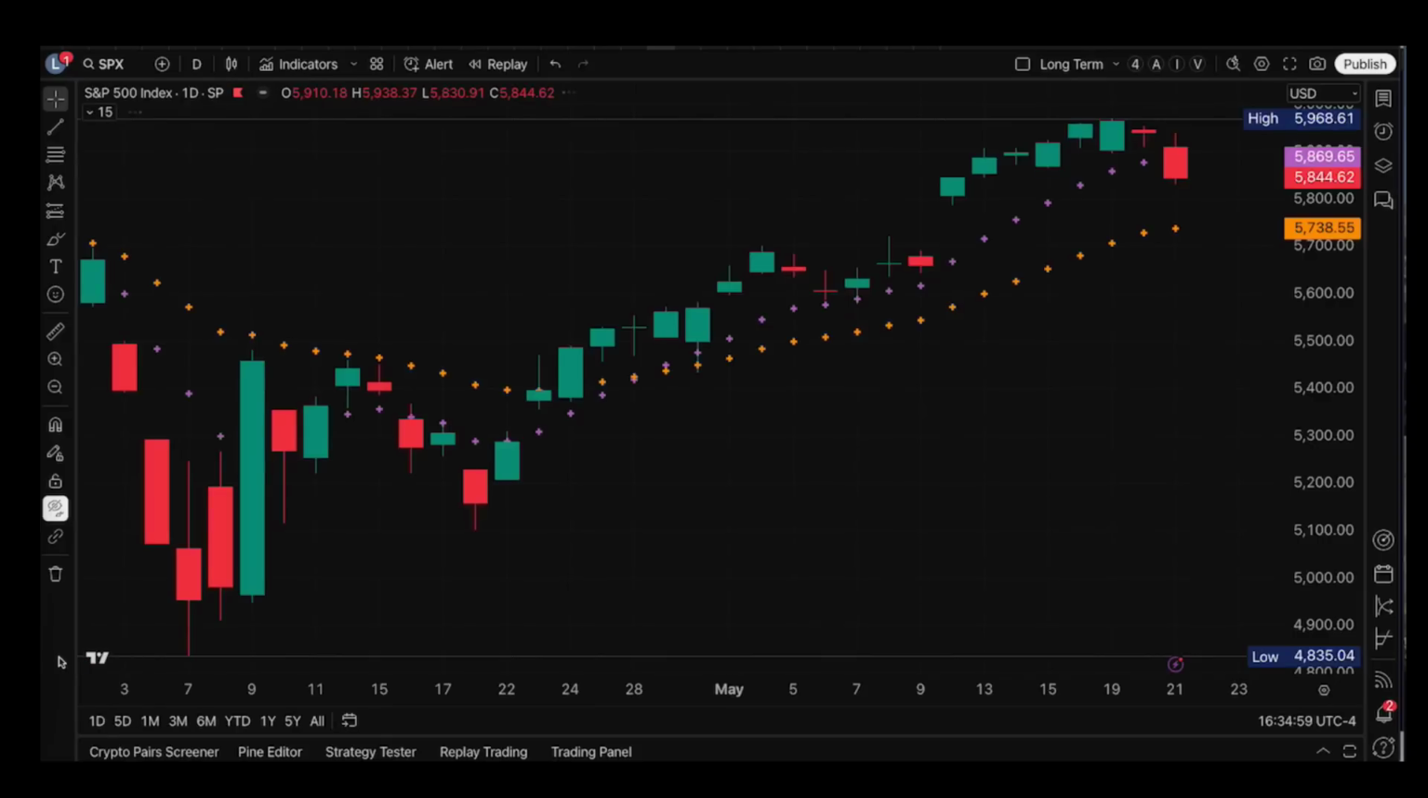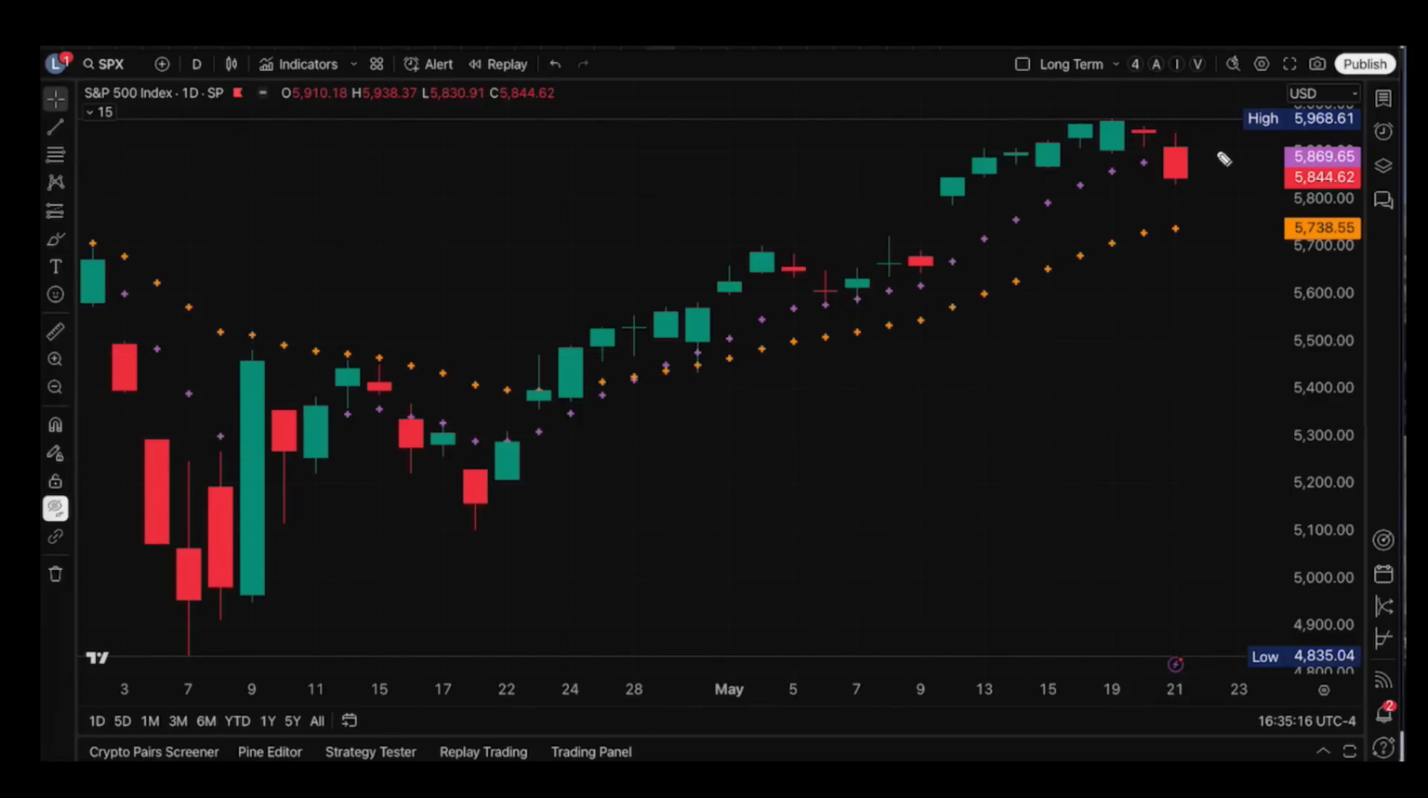It is Wednesday, May 21st, just after 4:30 p.m. Eastern Time. Quite a day. Splendid? I don't think so. So it's on the daily. We're looking at the SPX and it's a candlestick chart.